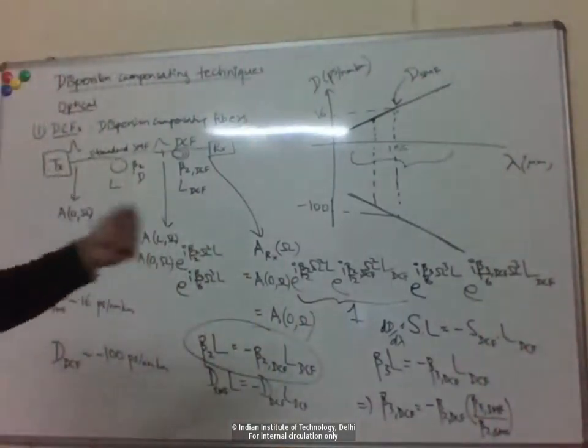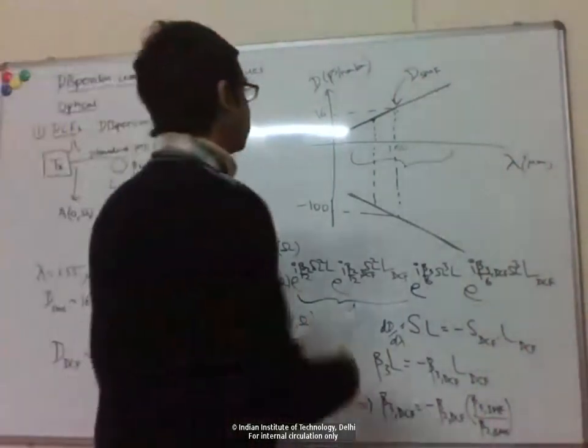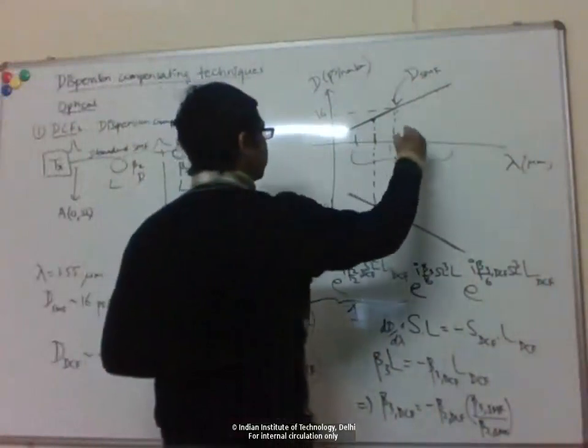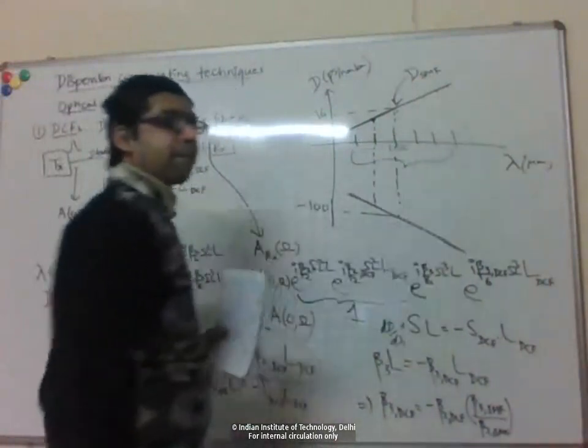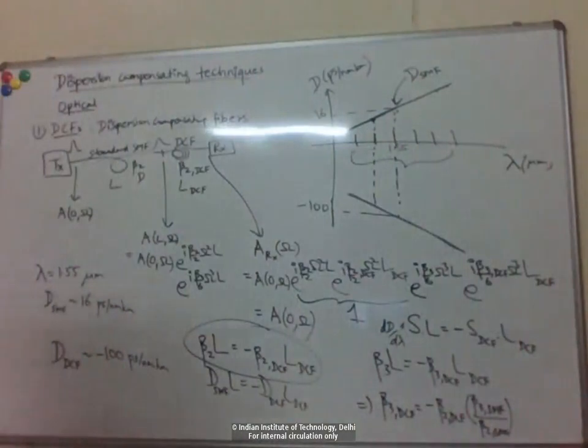Okay. So these kinds of fibers are useful for broadband WDM systems, where you have many different wavelength channels and you want to compensate for dispersion in all of them.